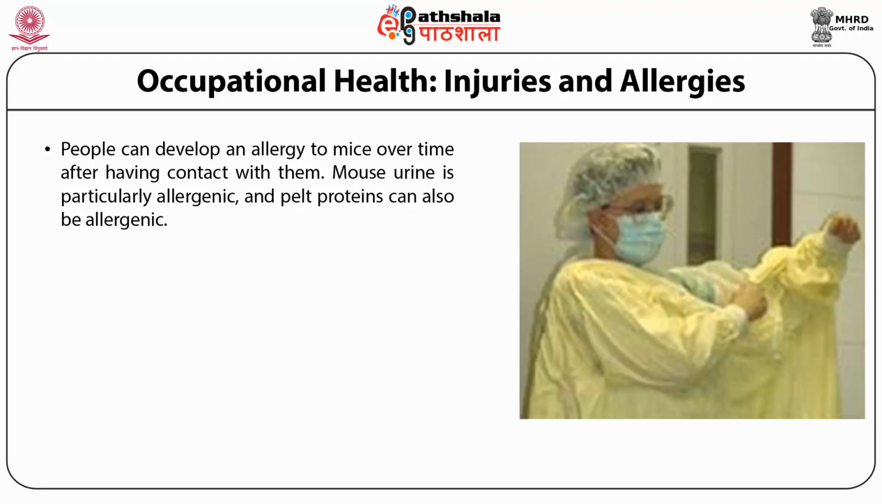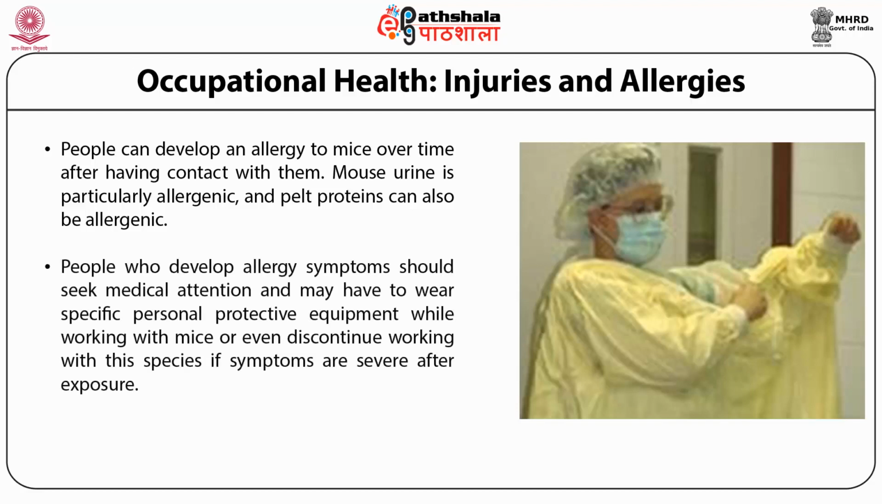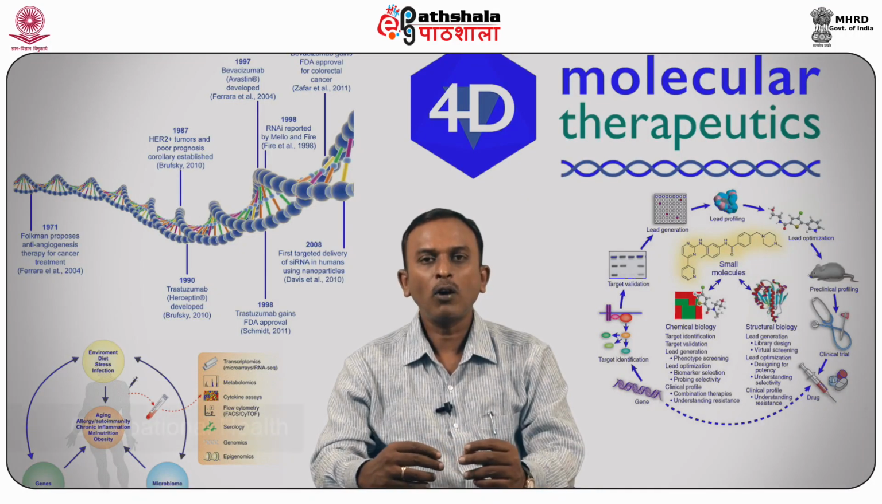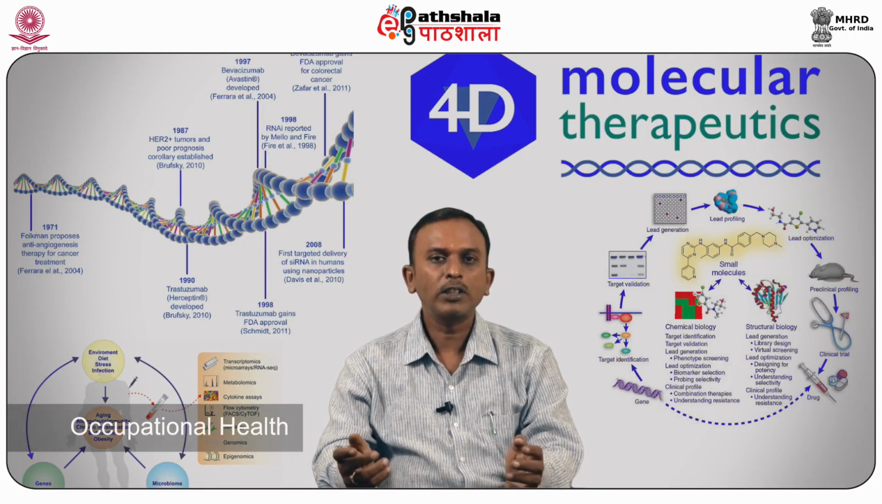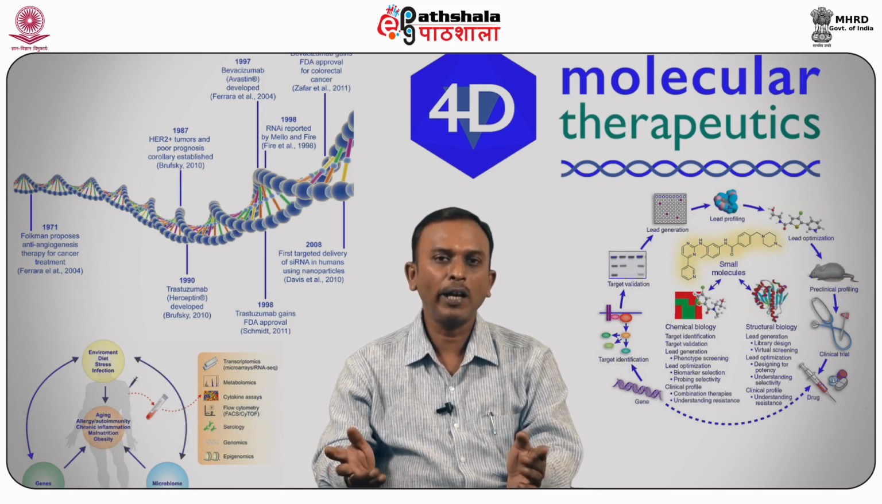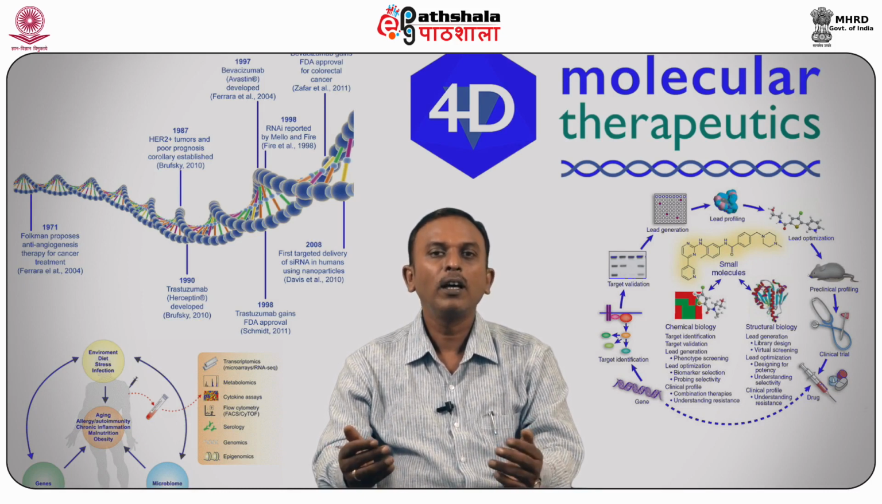Usually people develop allergy to mice over a long time after having contact with them. Mouse urine is particularly allergenic, and pelt proteins can also be allergenic. Some people will also develop allergic-like symptoms. When you continuously see allergic-like symptoms while working on a mouse model, it is advised to go for clinical evaluation. Some of the occupational health hazards commonly encountered when people work on animals are zoonotic diseases.